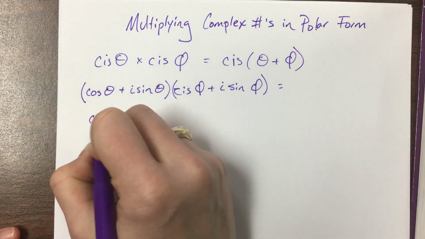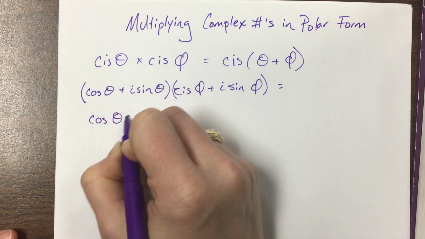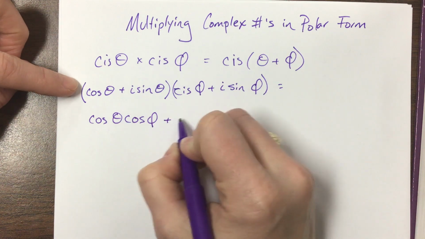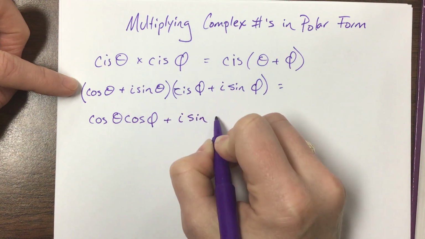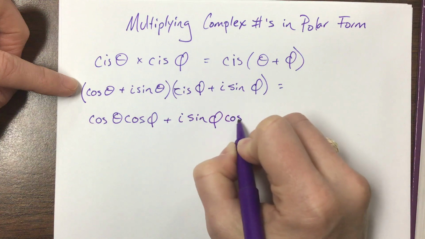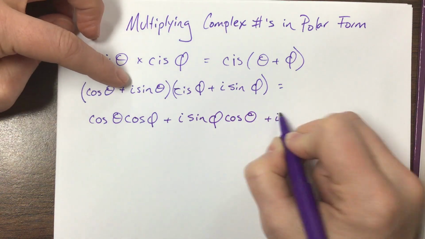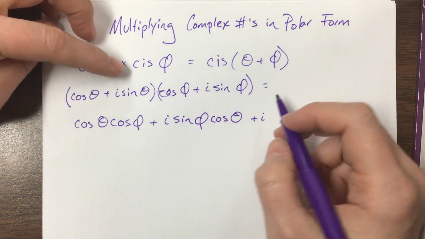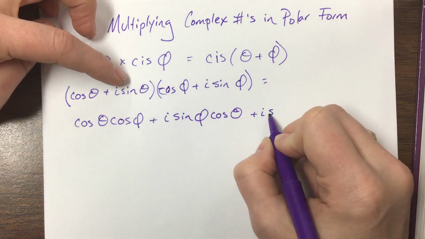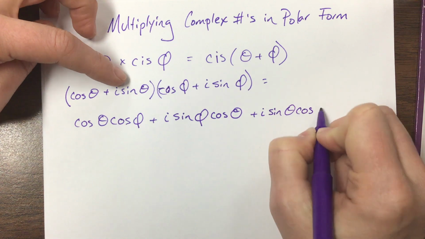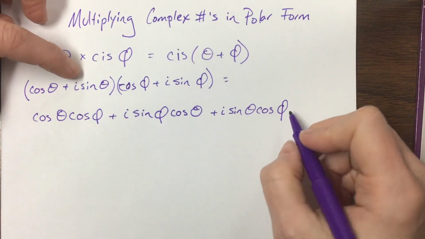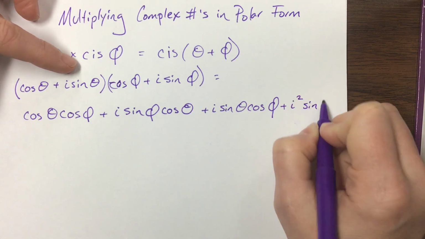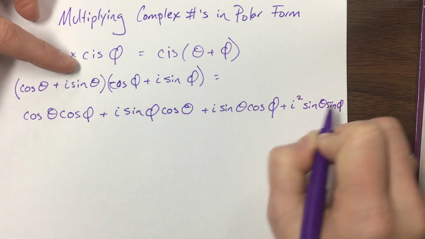So then this becomes cosine theta times cosine of phi plus I sine phi cosine of theta plus, this should be cosine. I'm so sorry. It's too early in the morning. I apologize. Sine theta cosine phi, and then I have plus I squared sine theta sine phi.